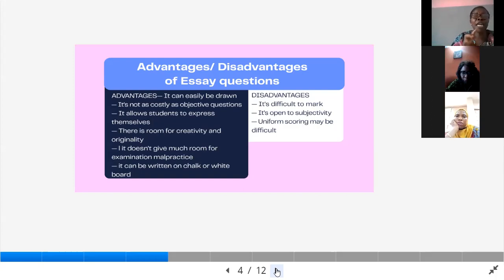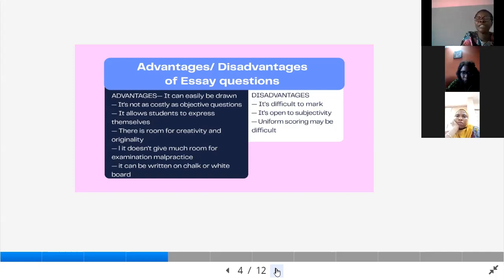Another advantage of essay question is that there is room for creativity and originality. You are the one expressing it from your heart the way it is. Esther is expressing it the way it is for her. I mean, there's originality. And we know that for Folasade, this is the way she has written hers.